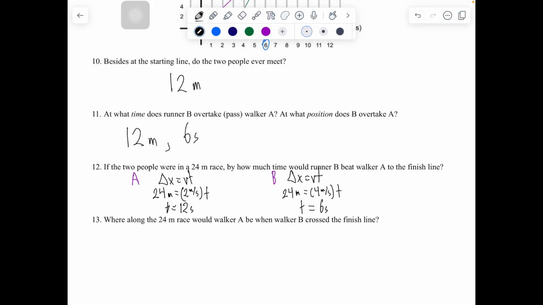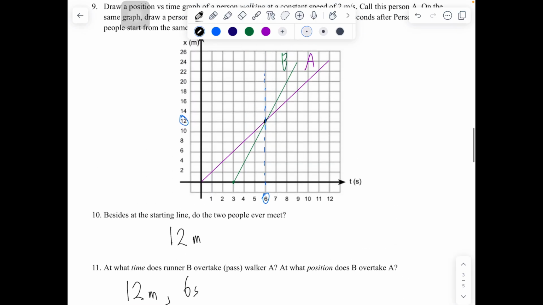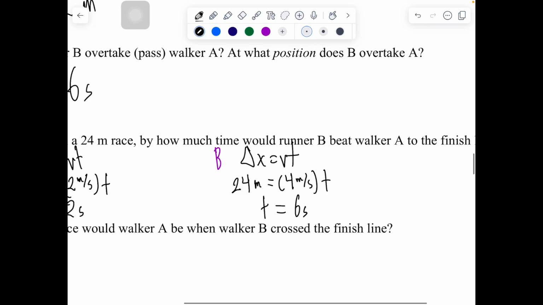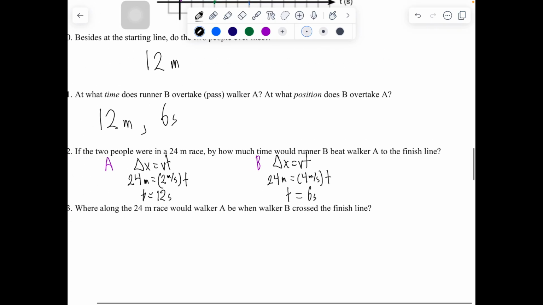But runner B isn't moving the entire time. Right? Runner B starts 3 seconds later than runner A. So, really, runner B is going to arrive 3 seconds ahead of runner A, because runner B runs the distance in 6 seconds, but also waited for 3 seconds at the beginning. So runner B wins by 3 seconds.